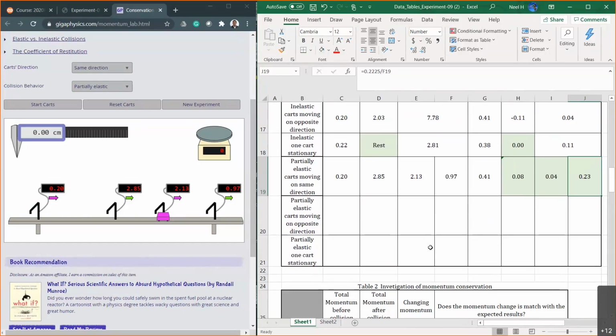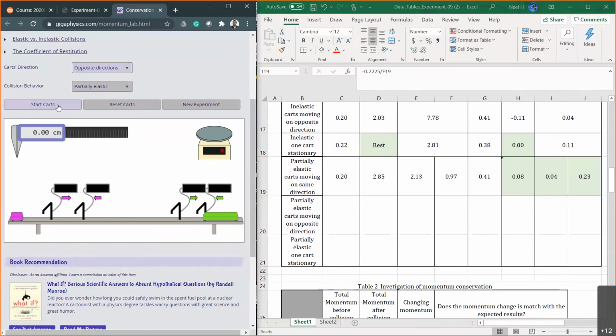Let's do partially elastic but cards moving in opposite directions. So let's reset, change the card direction into opposite, start the cards, and see it's going to be a head-on collision, right? There you go. So card number 1 is small, but it's moving really fast. It carries huge momentum. That's why even though it's a small card, it can actually move card 2 backward, because the mass is smaller, but the velocity is larger, so momentum is higher.